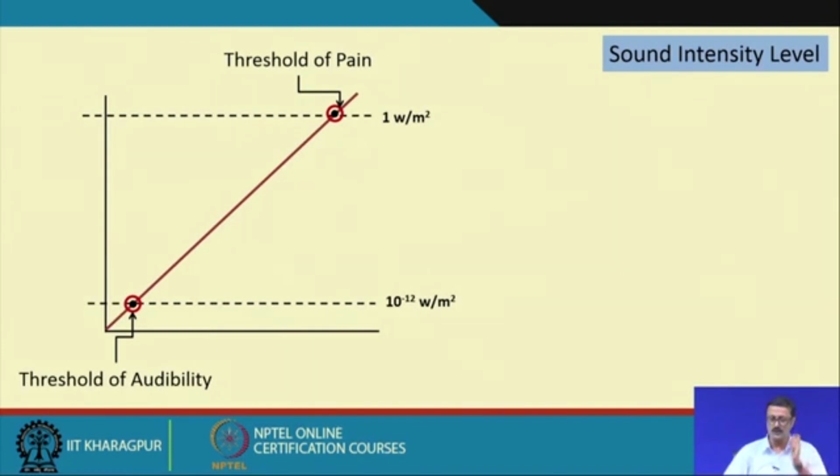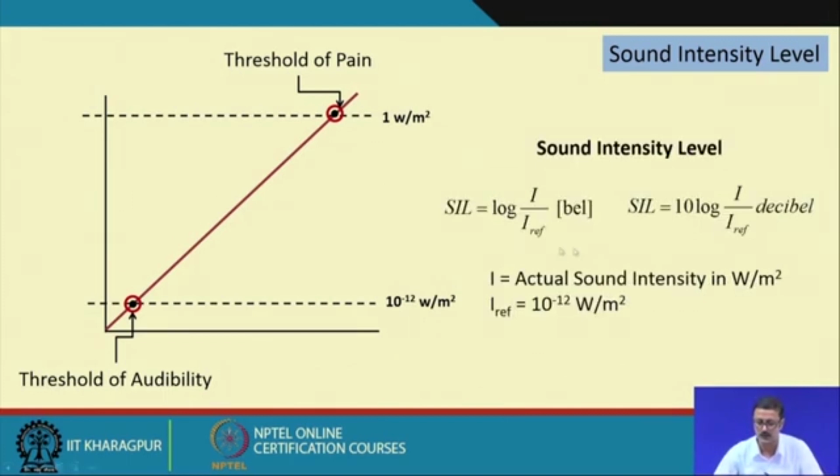Next, let us see, in between this threshold of pain and audibility, how the intensity can be converted to a sound intensity level or any kind of measuring level. We will take the help of this equation, because we already know that a human being hears on a logarithmic scale. So, suppose there is a sound level somewhere in between given by I, and I reference is the bottommost, the threshold of audibility, that is 10 to the power minus 12 watt per meter square.